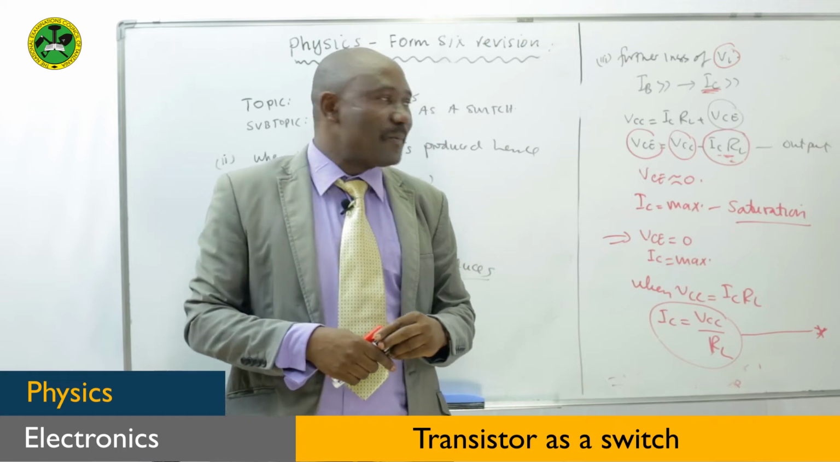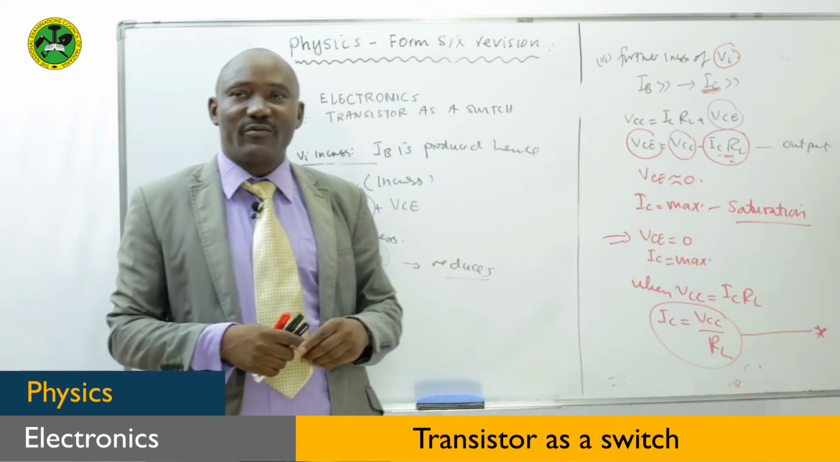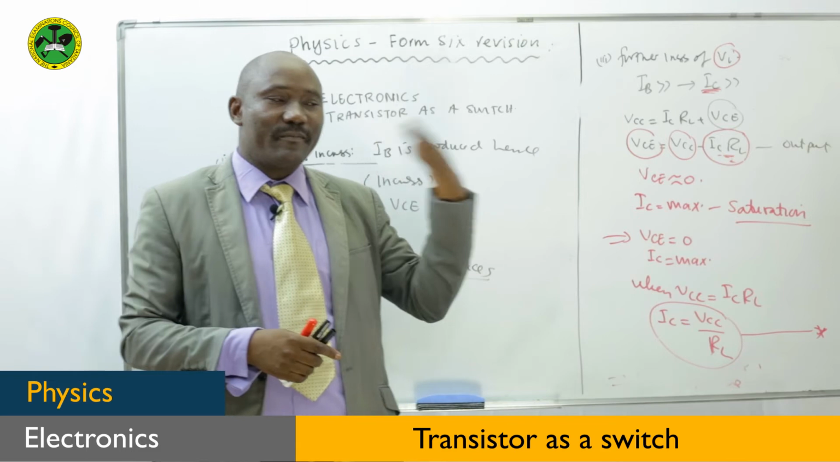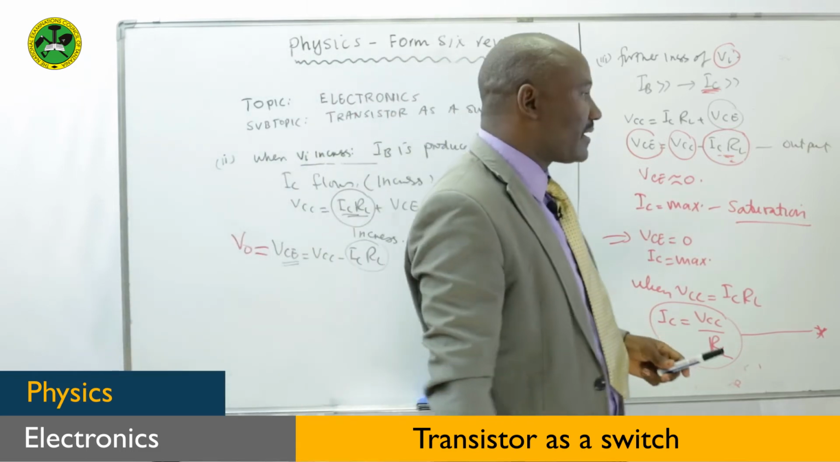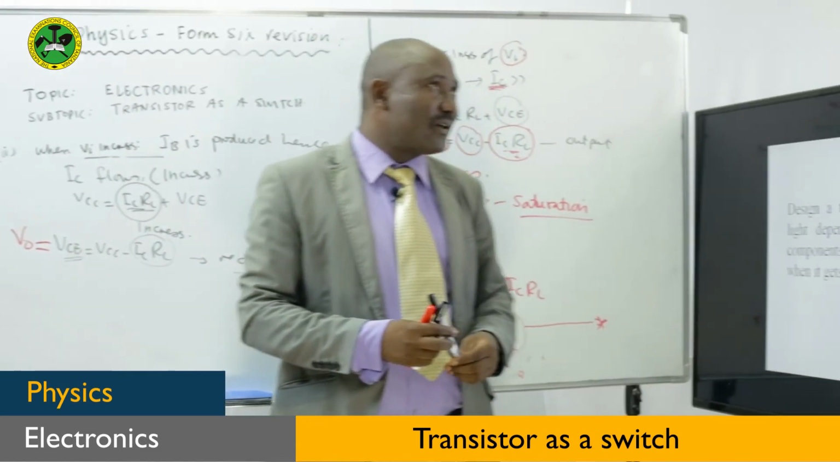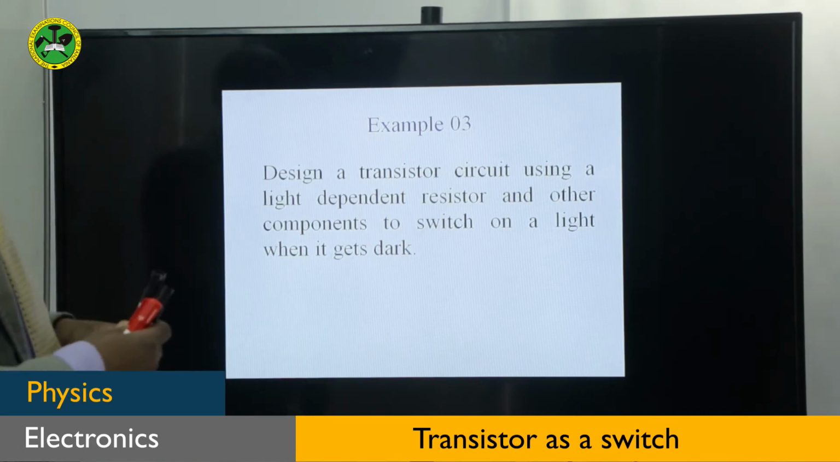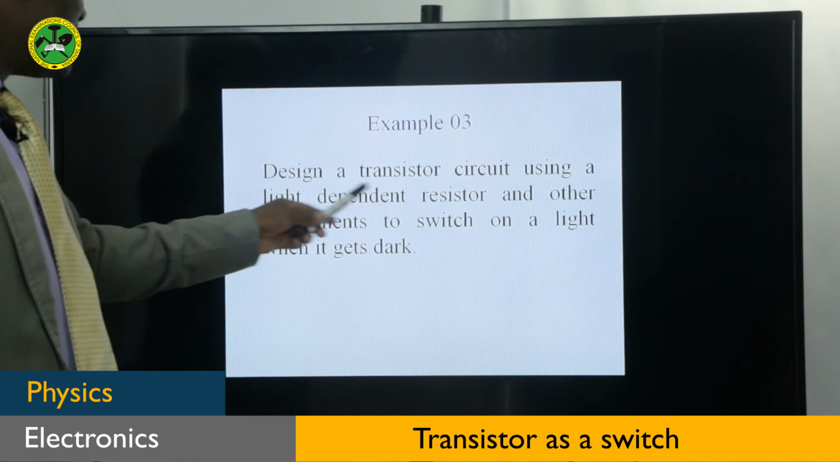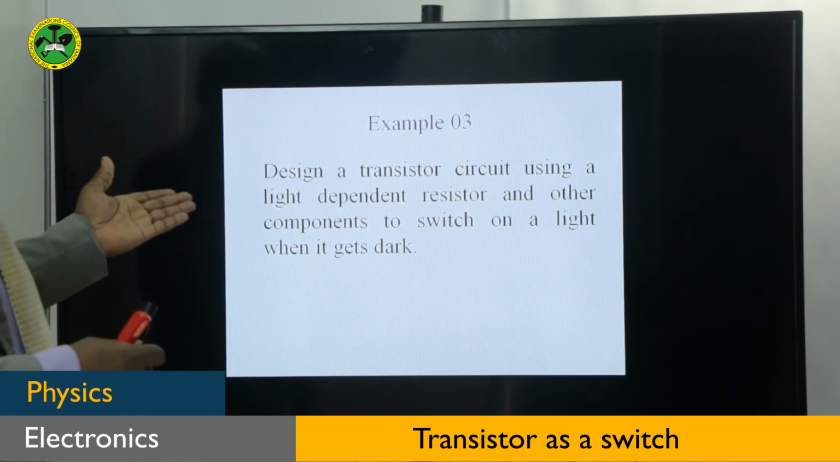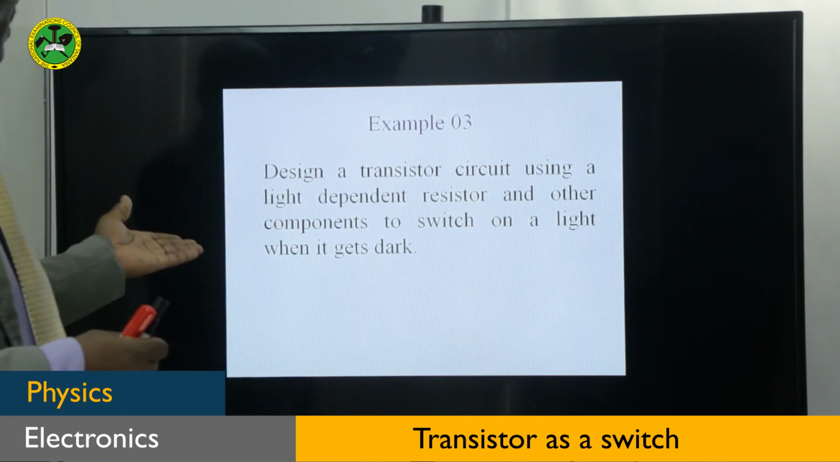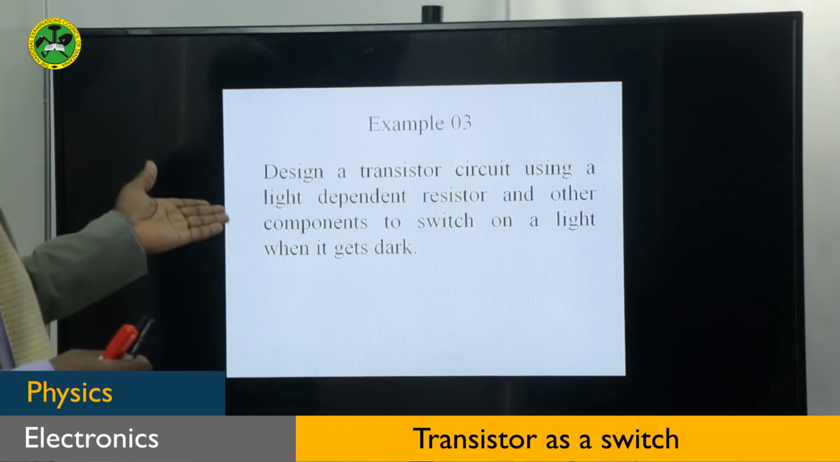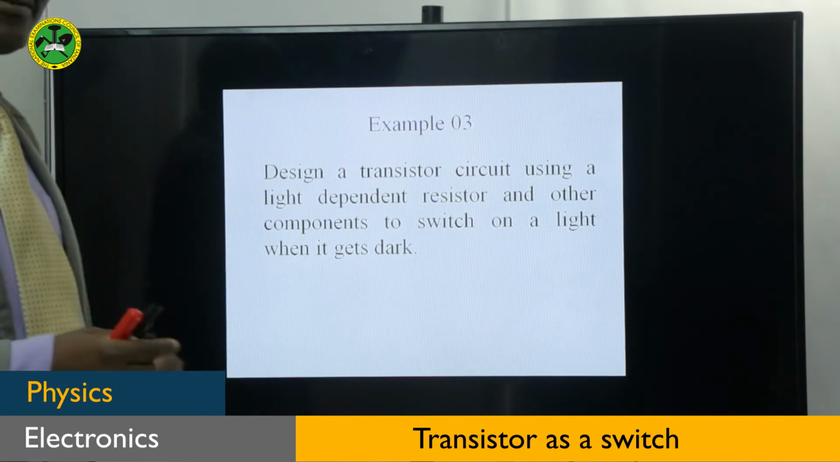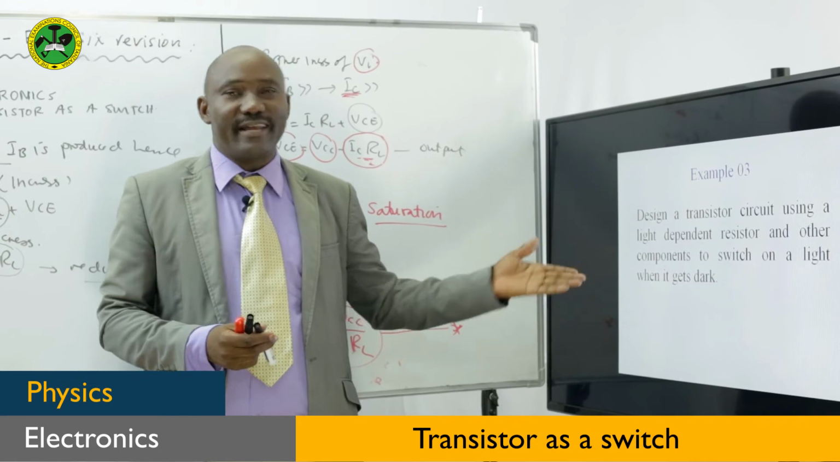Now let's see example number 3. This is a continuation of the first part of our topic. If you remember, in the first part of this topic, we did 2 examples. Example number 3: design a transistor circuit using a light-dependent resistor and other components to switch on a light when it gets dark. This is a competence question, so this is not a direct question.